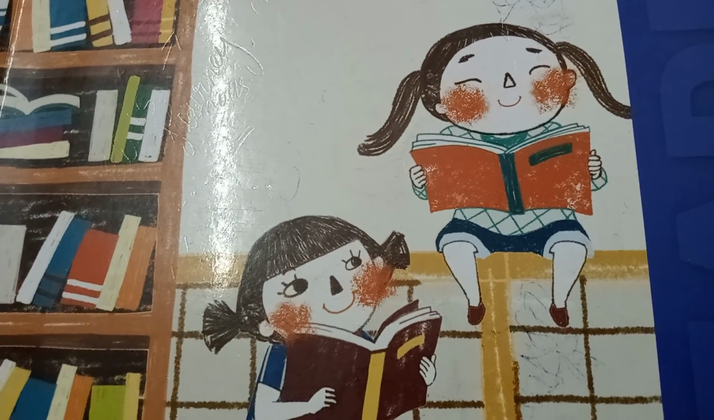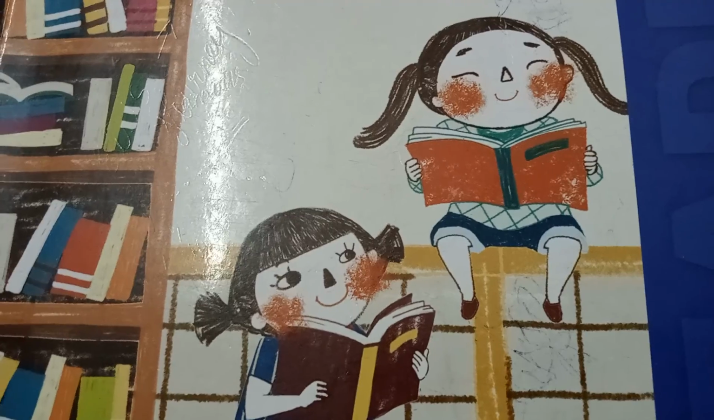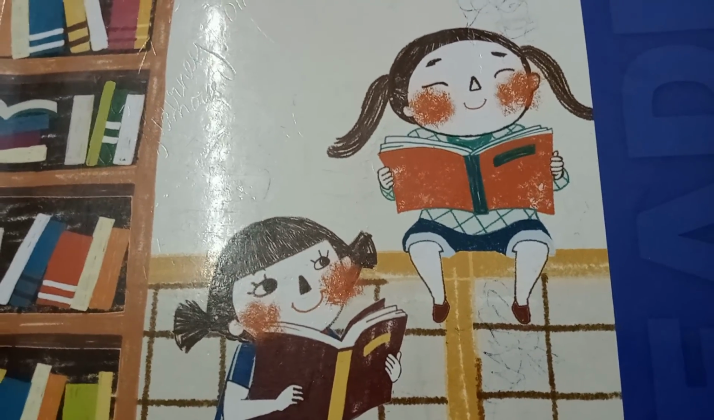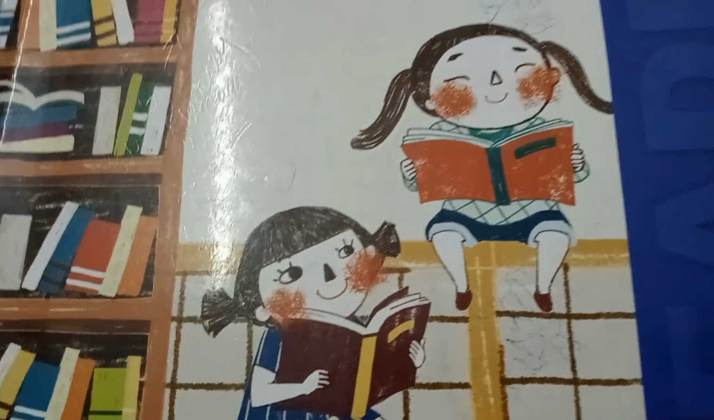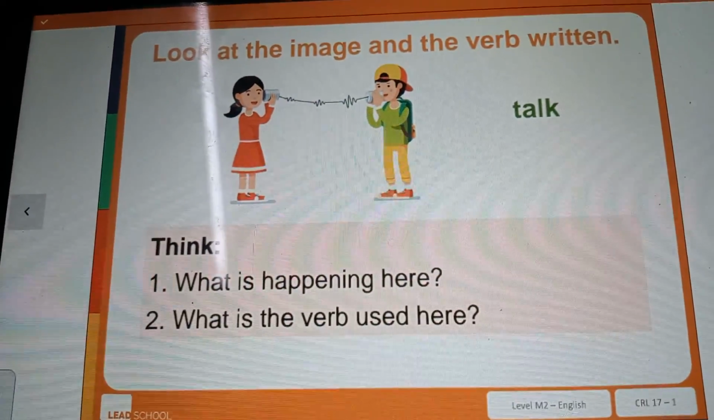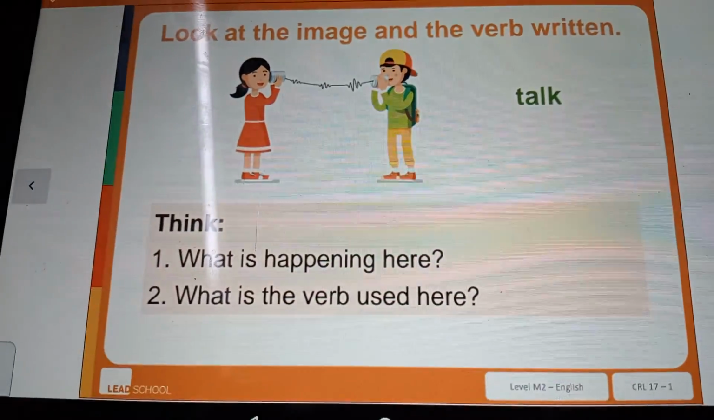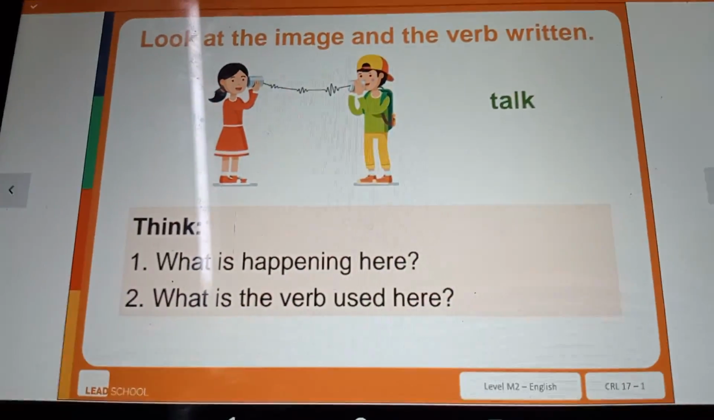Today, we will continue practicing verb tenses. We will do this through a group activity. You don't have a group, you are at home. That's why you have to see the screen, listen carefully now. Look at the image and write the verb. Think what is happening here. What is the verb used here?